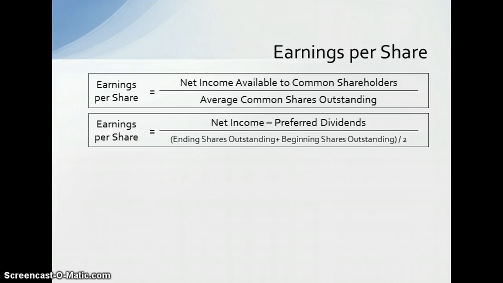But how do we know what day we should look at for the number of common shares that are outstanding? Doesn't that change every day? It does. So we've decided to just use the average of the common shares that are outstanding. And once again, a very simple formula. Take where you started, add where you ended, and just divide it by 2. And that would give you the average common shares outstanding.